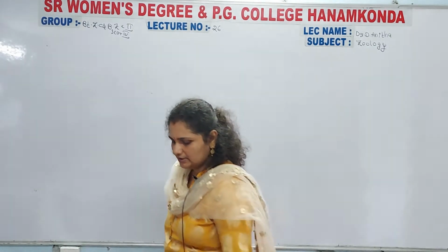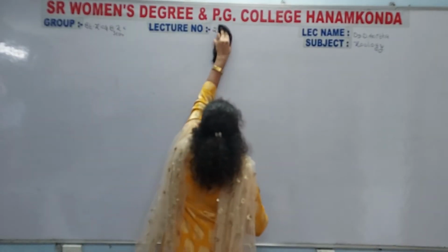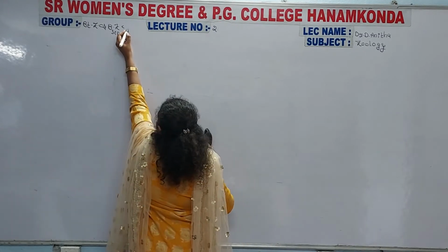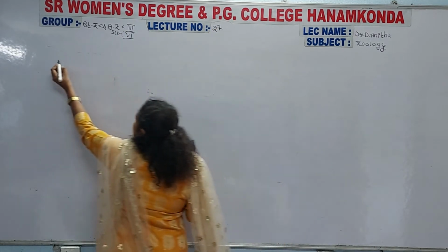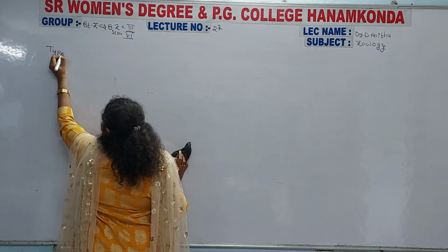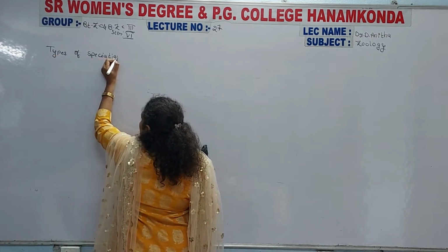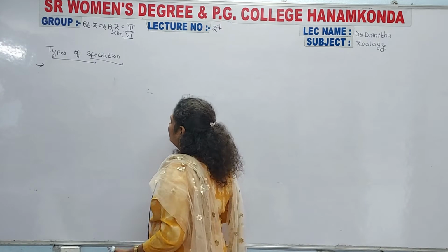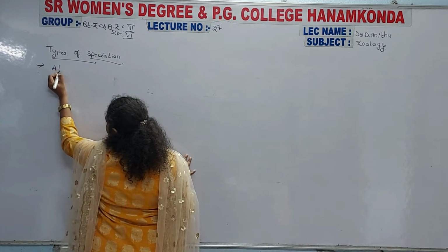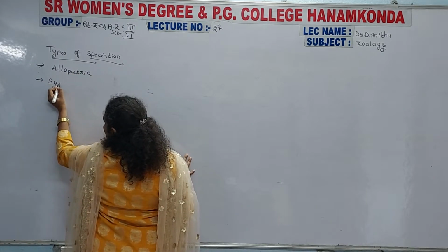So now we have completed the types of speciation process. What are the types? Today's topic is that we are going to discuss the types of speciation. These are allopatric speciation and sympatric speciation.